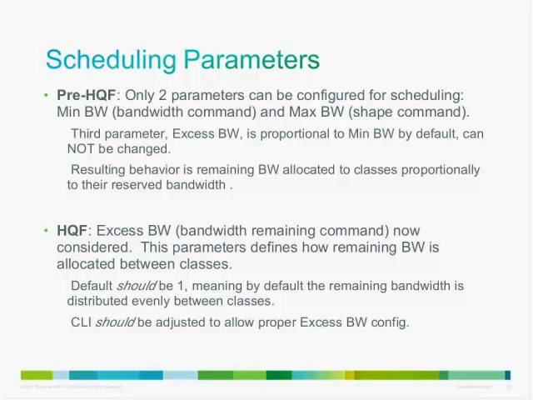Scheduling parameters. In the earlier versions, we could configure a bandwidth command which gives a minimum guarantee, and then the shaper command which gives the max bandwidth available. With the HQF, now we can configure bandwidth remaining ratio, which tells how much of the available bandwidth I want to give to each particular class. If we don't give bandwidth remaining ratio, the available bandwidth will be divided among all the classes equally. But we can say, if there is bandwidth available, I want to send 10 packets of gold, 1 packet of silver, and 4 packets of bronze. Then I can put bandwidth remaining ratio as 10, 1, and 4.